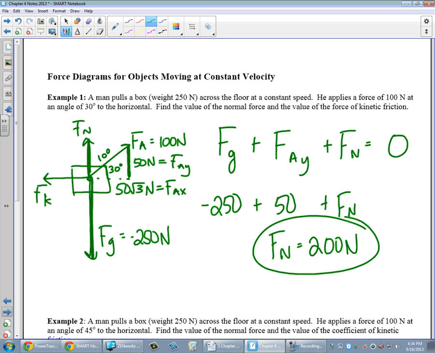Likewise, for an object that's being pulled at a constant speed, I know that Fax and Fk must be equal and opposite, which means that this force of kinetic friction must be 50 times the square root of 3 newtons. Notice here I said the value of the force of kinetic friction, so I'm not going to be too concerned about the direction, although it is true that when the force is to the left, we often call it a negative value.